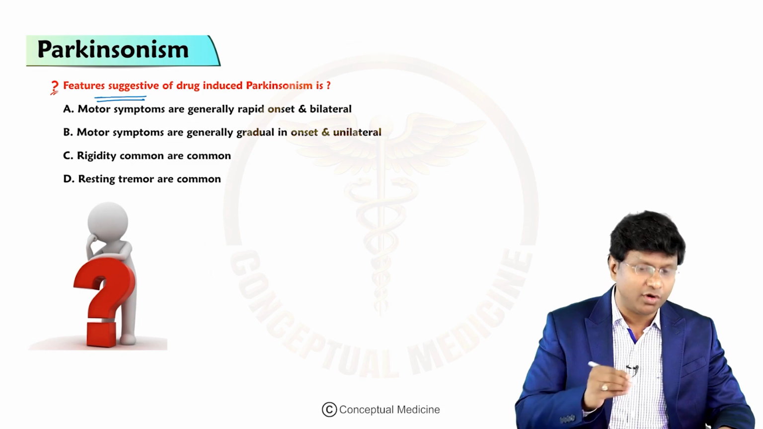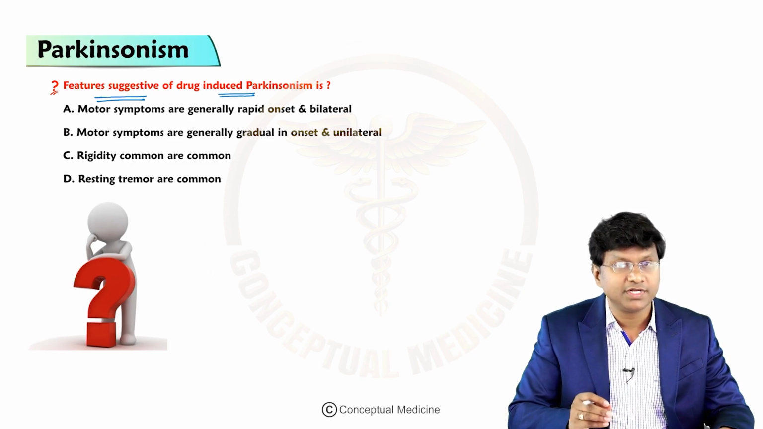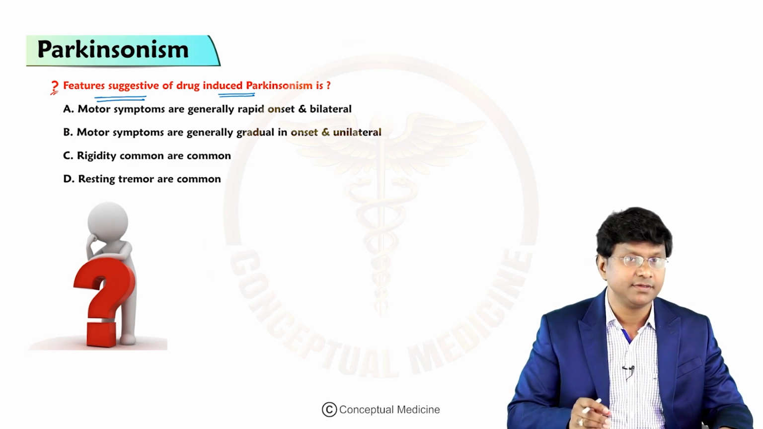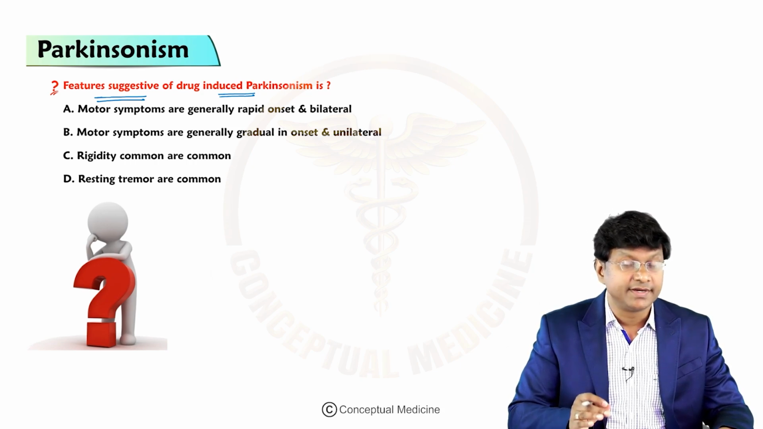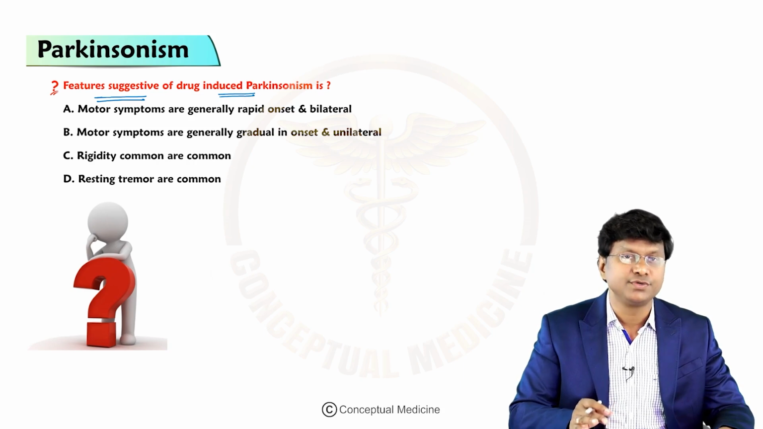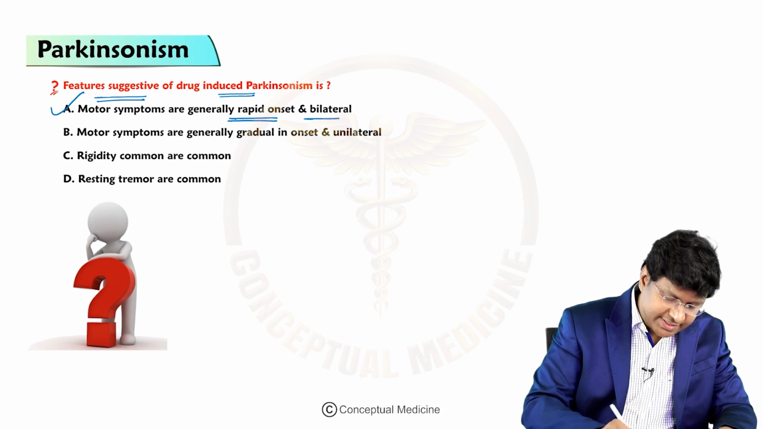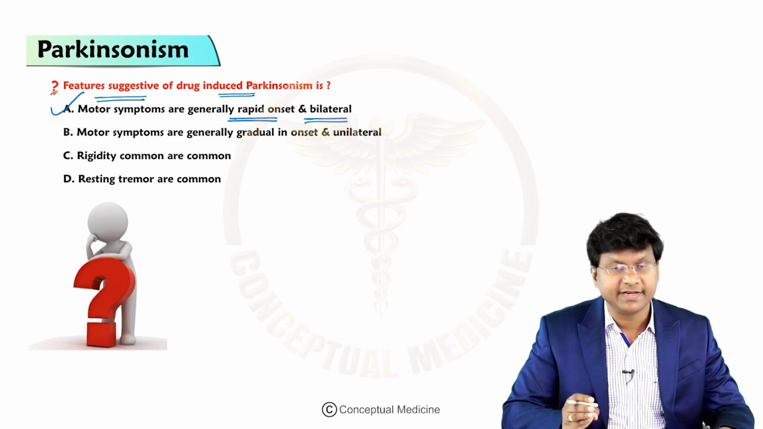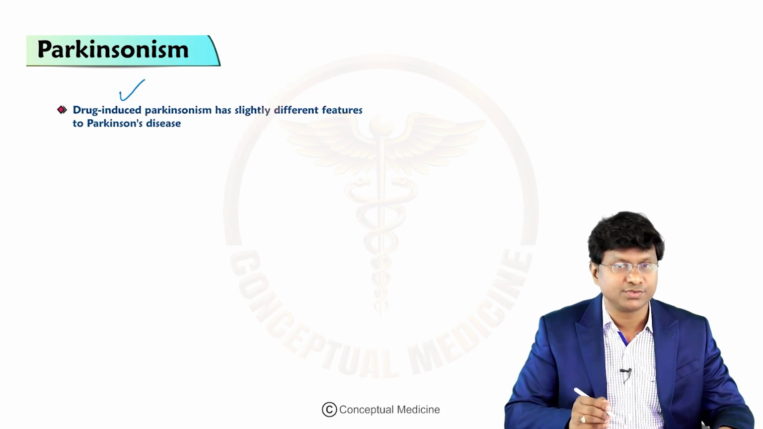And you see the next question. Features suggestive of drug-induced Parkinsonism is: motor symptoms are generally rapid in onset and bilateral; motor symptoms are generally gradual in onset and unilateral; rigidity common; resting tremors are common. Let me tell you, antipsychotics are the common drugs which will cause Parkinsonism. So in drug-induced Parkinsonism, the motor symptoms are generally rapid in onset as well as bilateral.